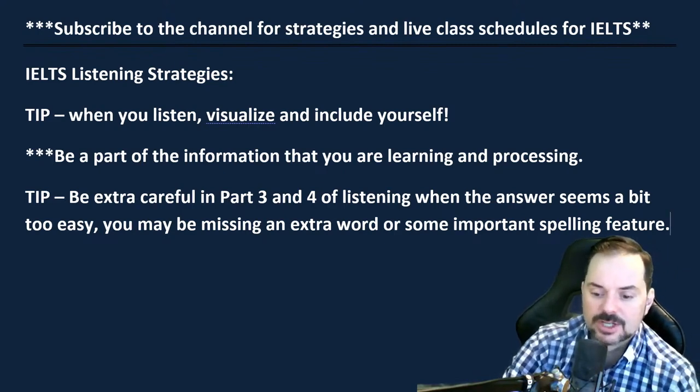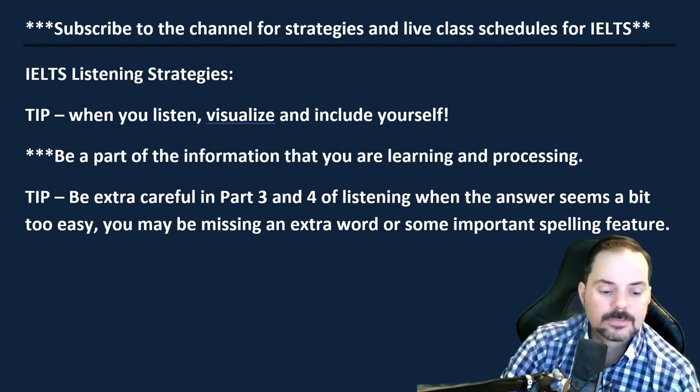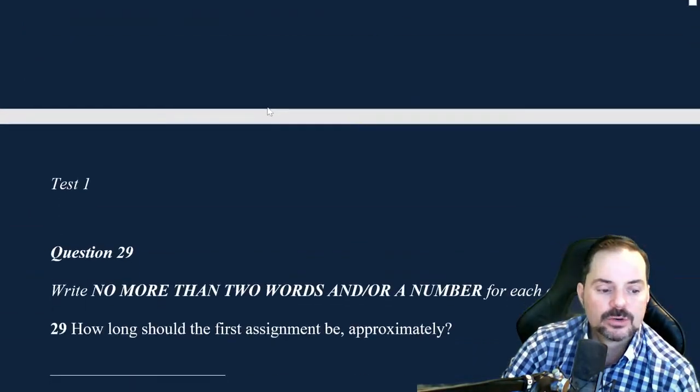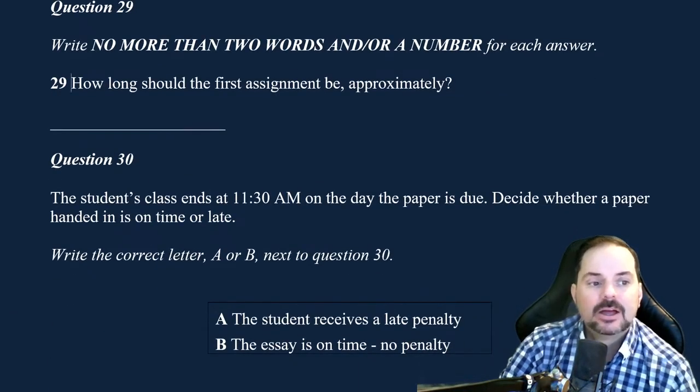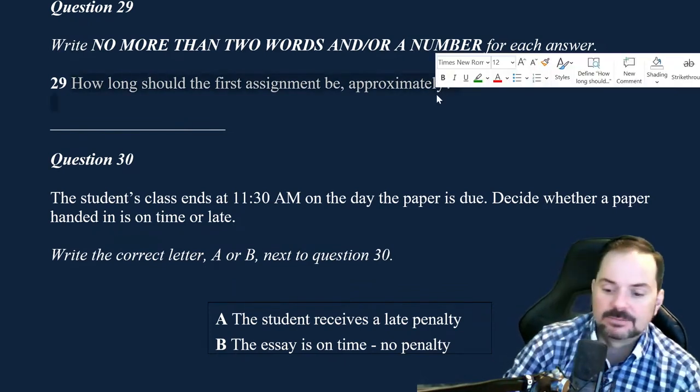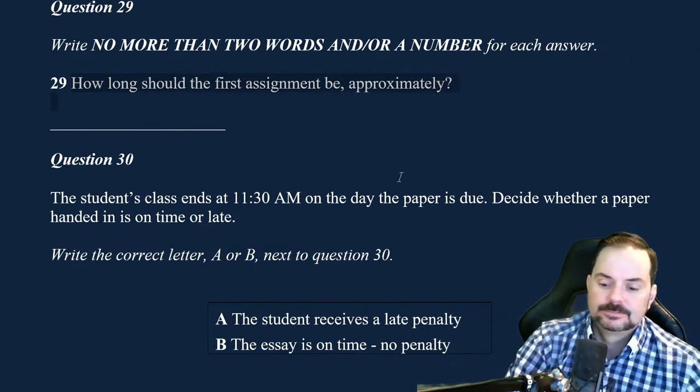Okay. All right. Harjot says, yeah, that makes sense. All right. Okay. We've got a couple more questions here. So number 29. They talk about that first assignment because it's due soon. How long should the first assignment be? Approximately. Yeah, it's 1,500 words.